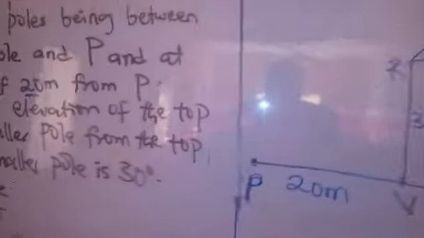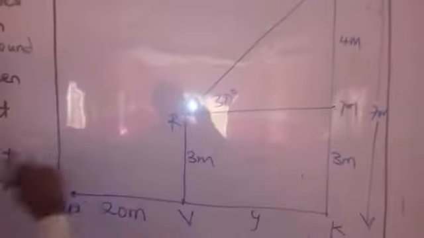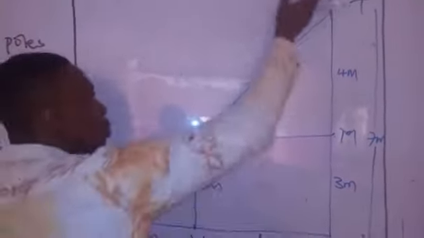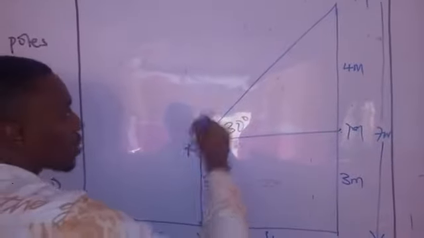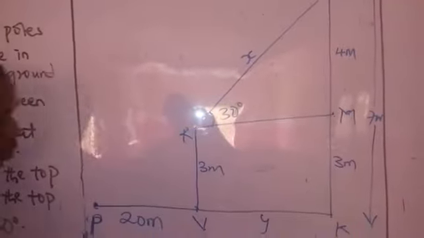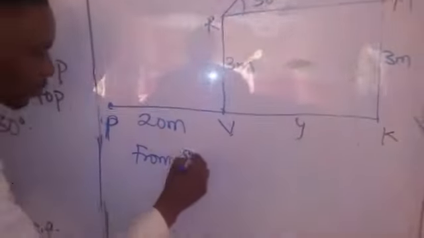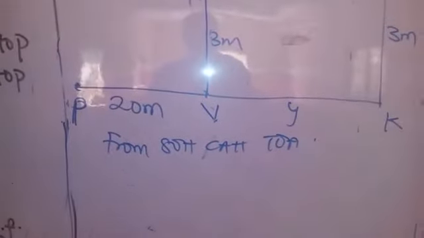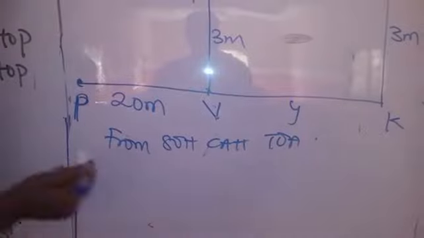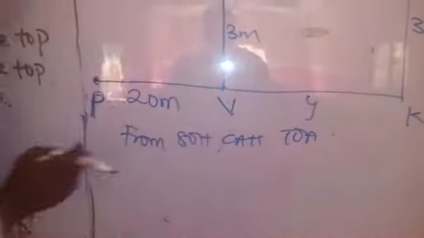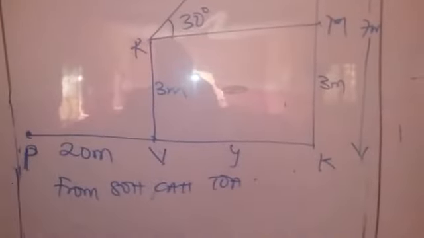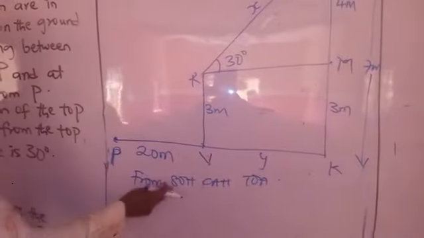So the first question says, calculate the distance RT. Find RT. So we are looking for RT. We have the opposite side. We don't have the adjacent side. We also don't have the hypotenuse. So maybe let's call RT our X. So from our SOH CAH TOA, let us look for the one that is suitable for solving this question. We are looking for RT, which is the hypotenuse.